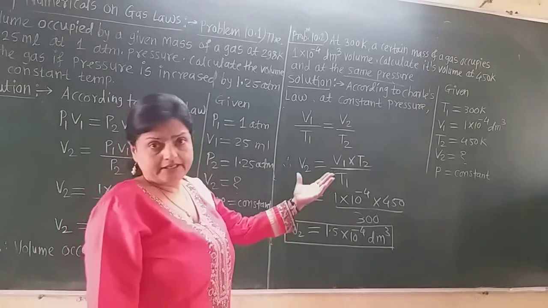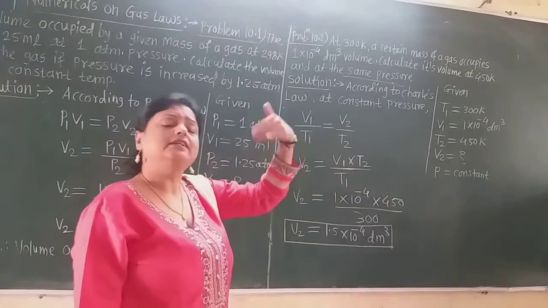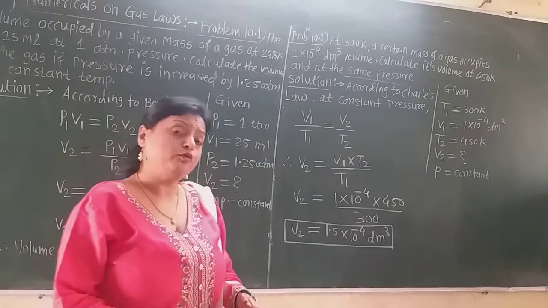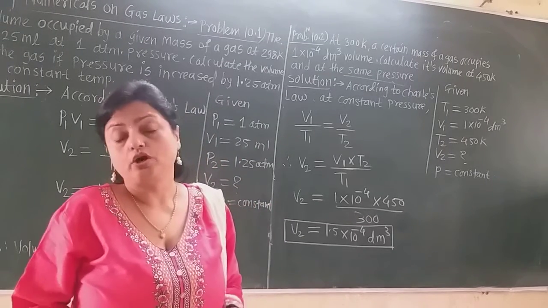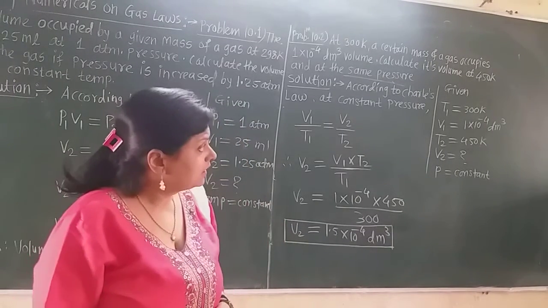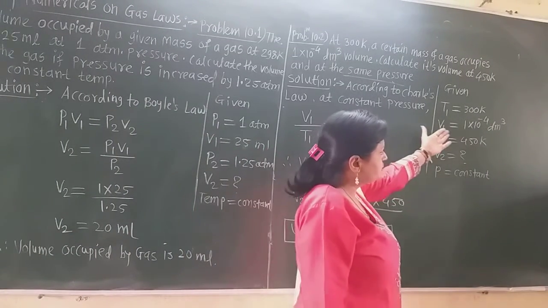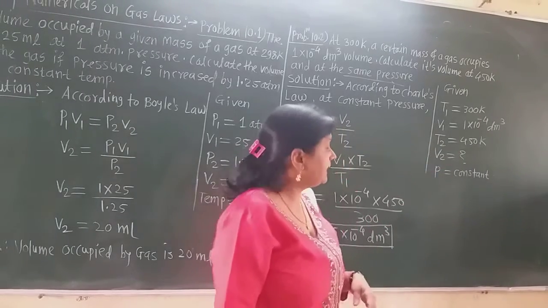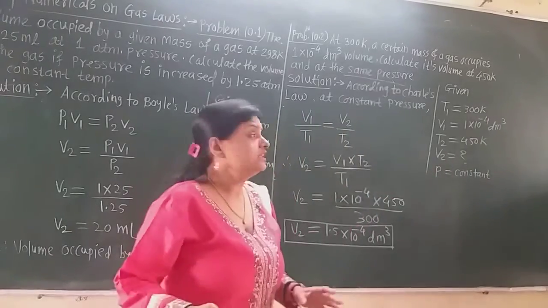So here also I make two columns. One is for the solution and another for the given, and the third column may be for log and antilog. You can do the third column because that is the proof that you solved this numerical using the logarithm table and not calculators, because calculators are not allowed in the examination. Now, the initial temperature T1 is 300 Kelvin, the initial volume is 1 into 10 raised to minus 4 decimeter cube, the final temperature is 450 Kelvin, and they ask to calculate the final volume, with pressure constant. Now we know Charles law.